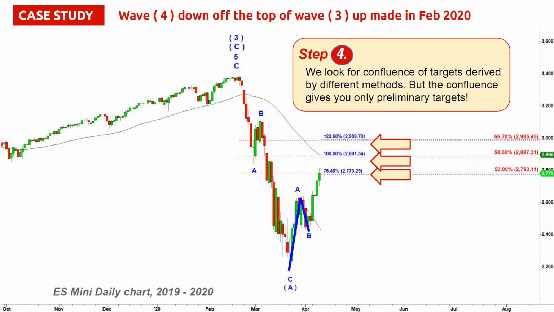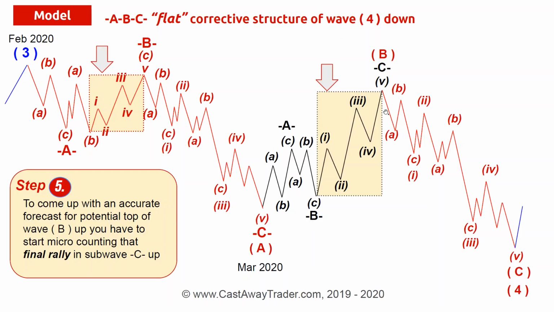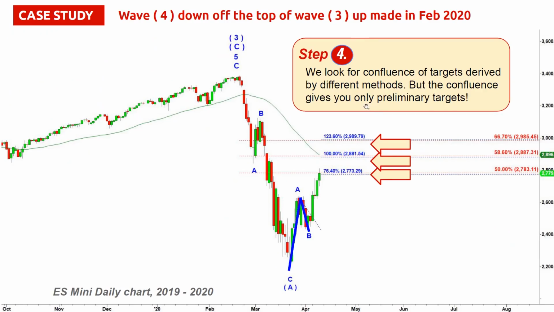We look for confluence of targets derived by different methods. Step 5, very important. All those methods we have just discussed give you only preliminary targets. To be able to come up with an accurate forecast about the exact reversal zone, we need to do micro-counting.